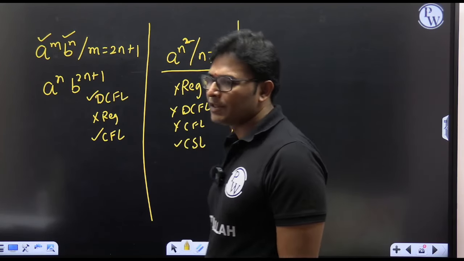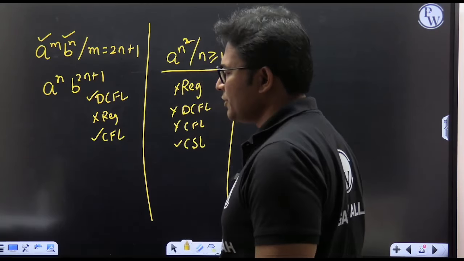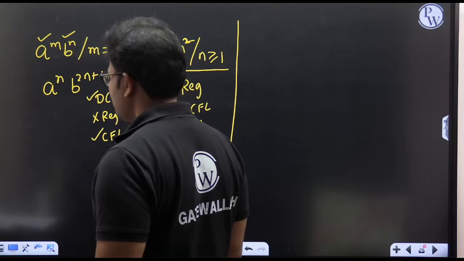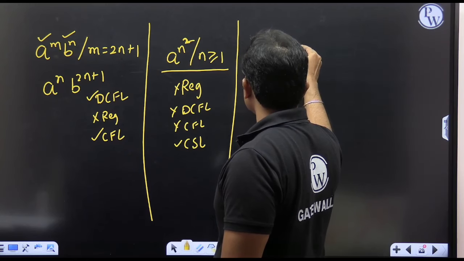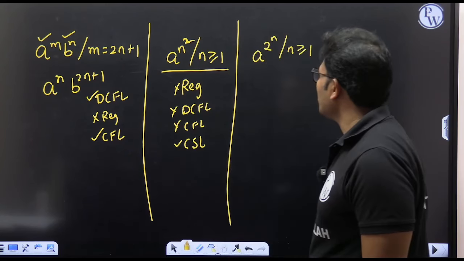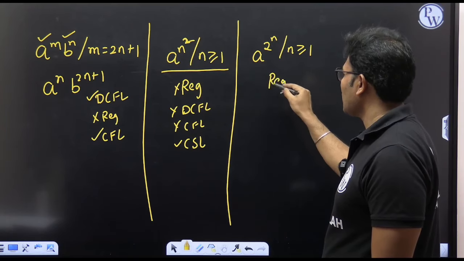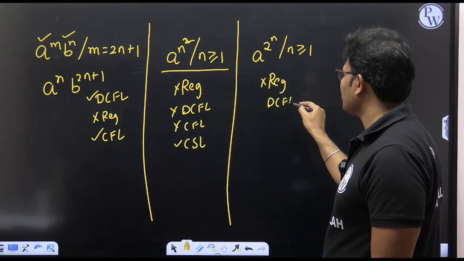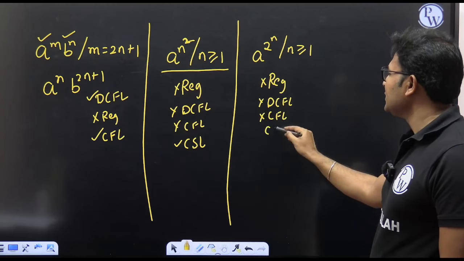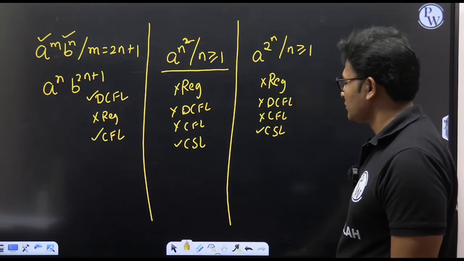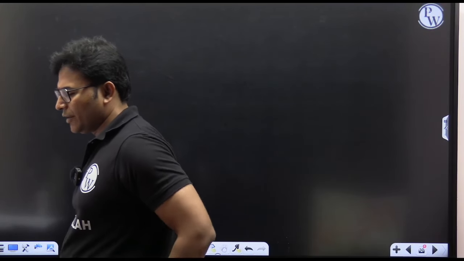Okay. We will see one more problem. A power 2 power n such that n is greater than or equal to 1. This is exponential power. So definitely a regular language cannot do it, DCFL cannot do it, CFL cannot do it, but CSL can do it.